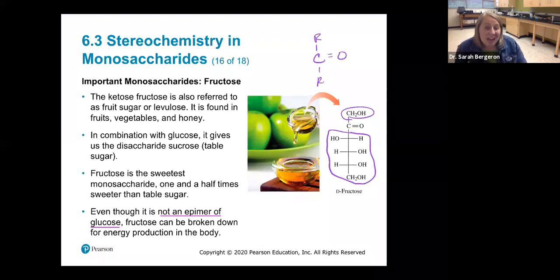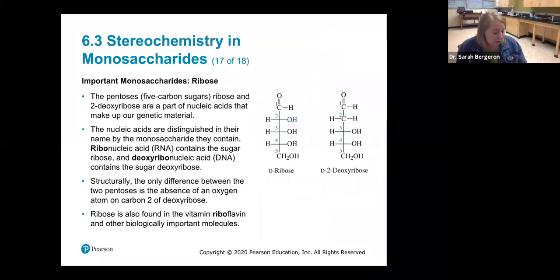So it's not an epimer of glucose, right? Because this one is a ketose. It can't be an epimer, but it can be broken down for energy by the body. So this is another one that our body can use. So do you kind of need to keep track of the ones that our body can use? Absolutely, absolutely.